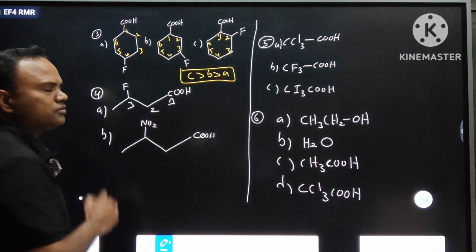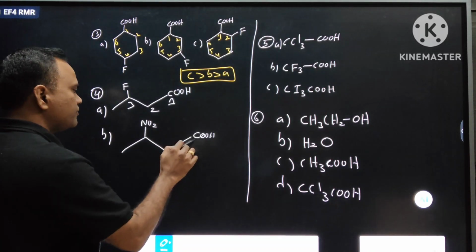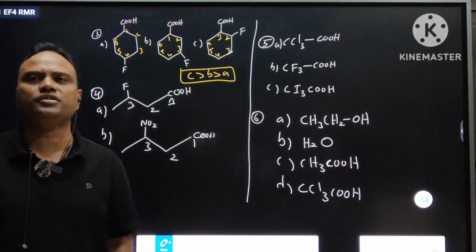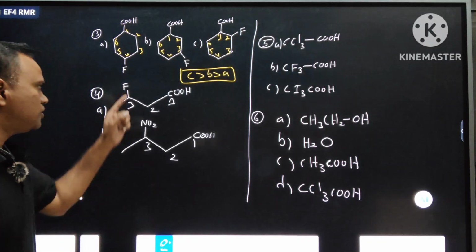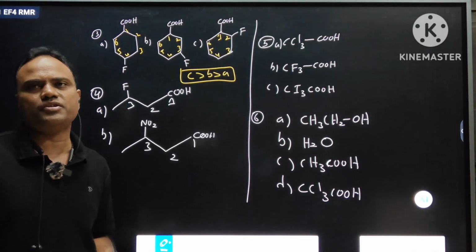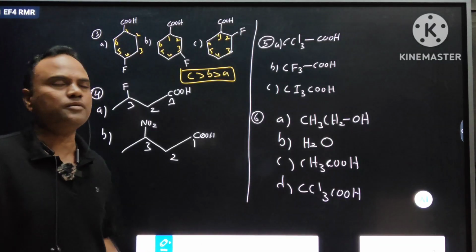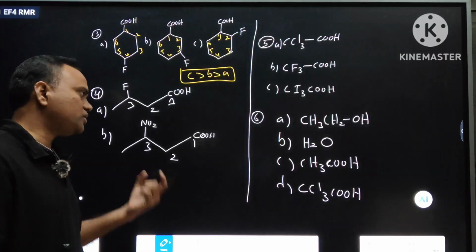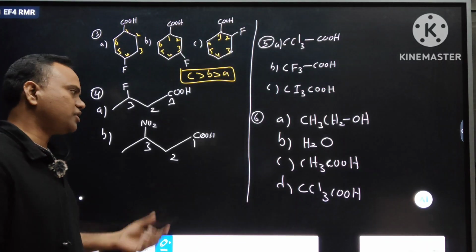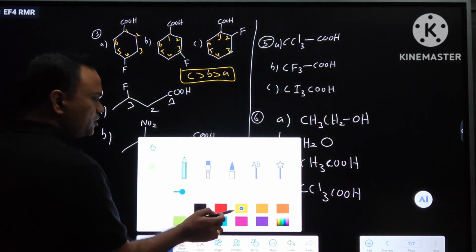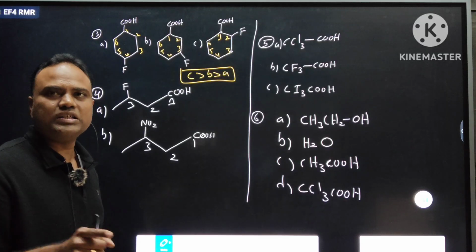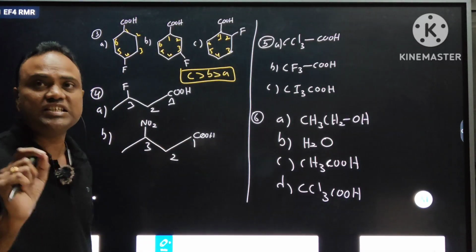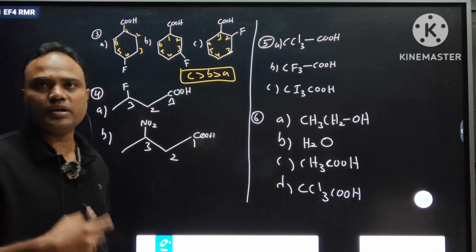1, 2, 3. Third position minus I. 1, 2, 3. Third position also minus I, but different minus I groups. If two minus I groups are present, then check which is the stronger minus I. Just now I gave the order, NO2 greater than fluorine. NO2 is a stronger minus I group, so its acidic nature will be more. If two minus I groups are present at the same position, then check which has more minus I strength.